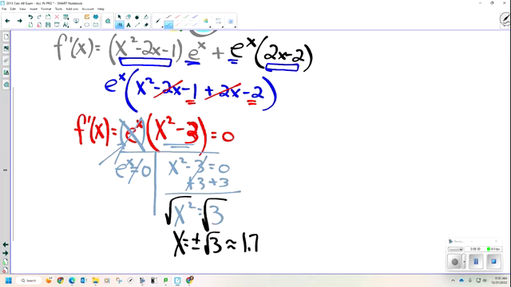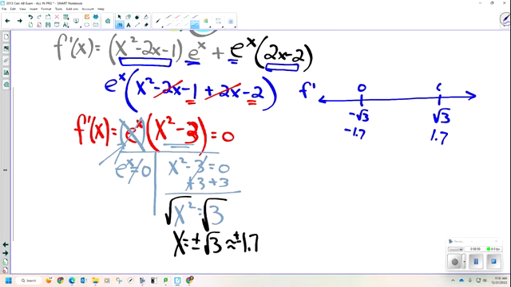Why is that nice to know? These are the critical points. Okay, I'm going to put that on a number line. Okay, and I'm going to start my number line right here. So this is negative radical 3, which is about negative 1.7. And this is positive radical 3, which is about a positive 1.7. My first derivative is 0 at both of these x values.